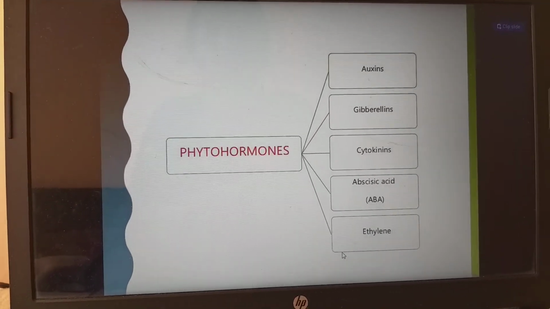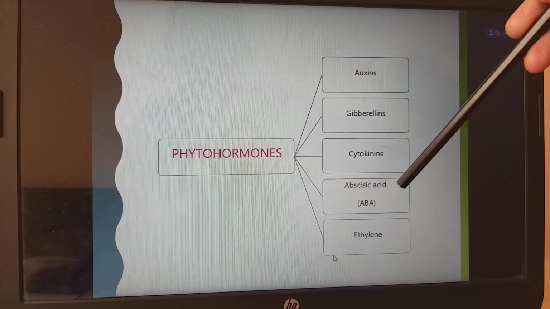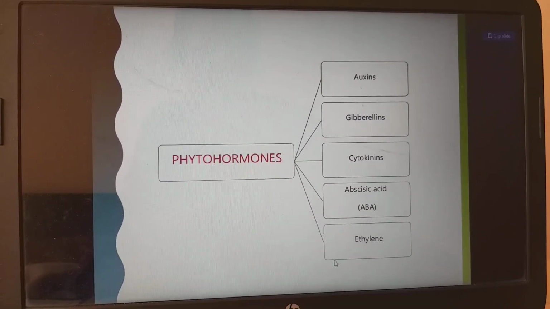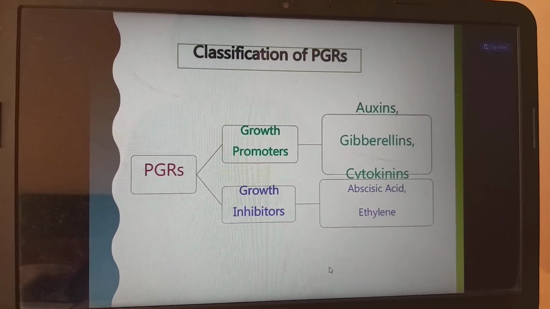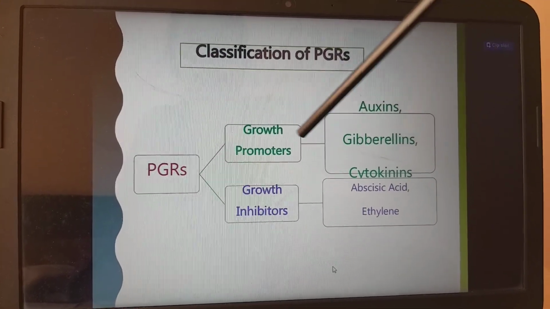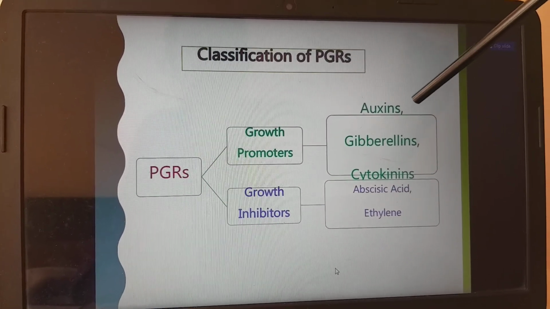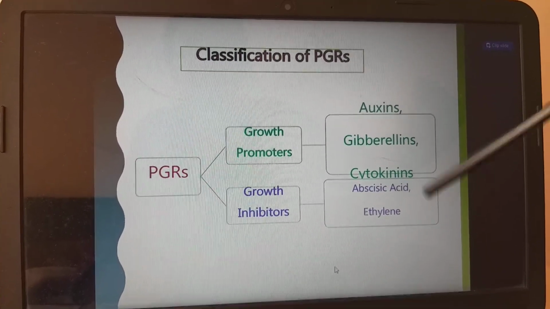So coming to the phytohormones, we have auxins, gibberellins, cytokinins, abscisic acid, and ethylene. These we call phytohormones. Classification of PGRs: we have the growth promoters and growth inhibitors. Growth promoters are auxins, gibberellins, cytokinins. Growth inhibitors are abscisic acid and ethylene.